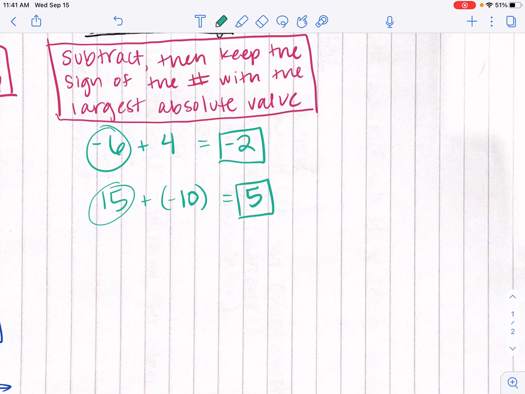Okay, if you were, I don't know, 15 feet above sea level and then you climbed down 10 feet, you're still above sea level, but you're only 5 feet above sea level at this point.